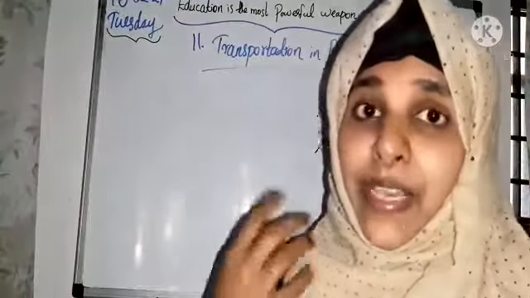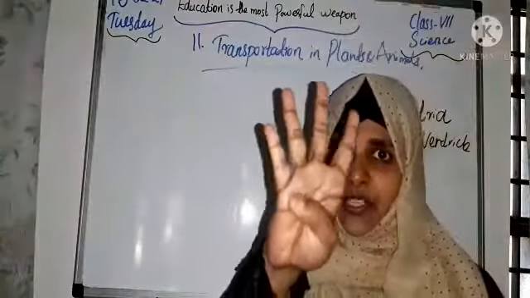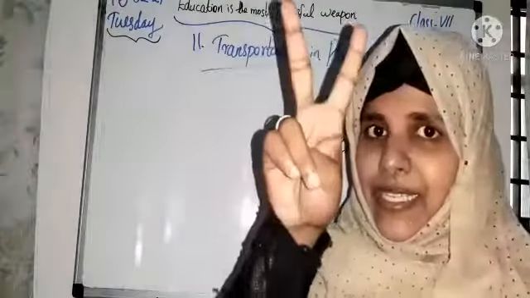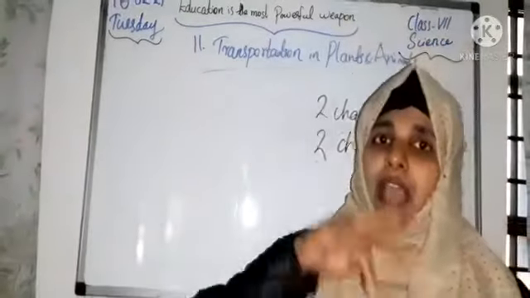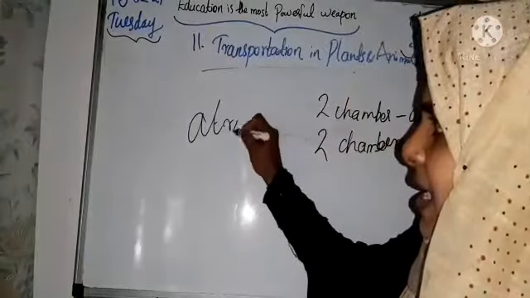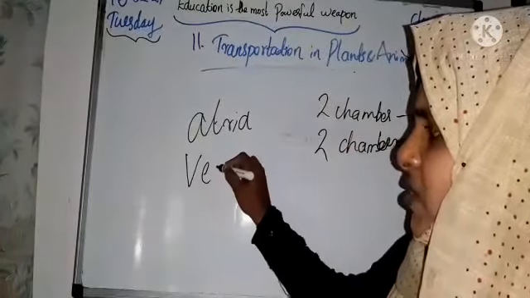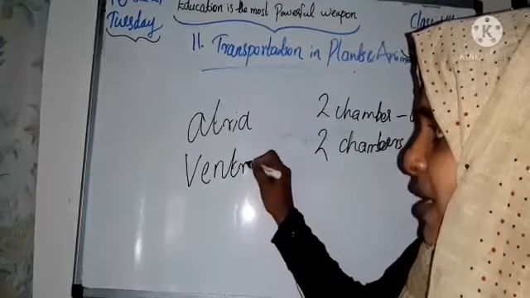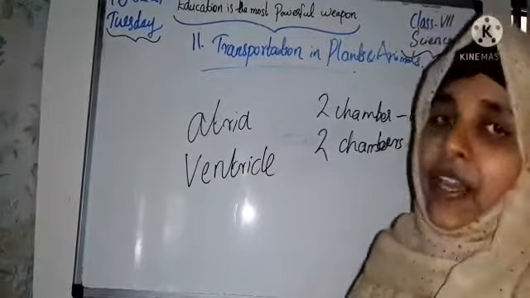In total, how many chambers are there? That is four chambers, right, children? Two on the upper side and two on the lower side. Upper chambers we call atria, and lower chambers we call ventricles. Okay, is that clear to all of you?